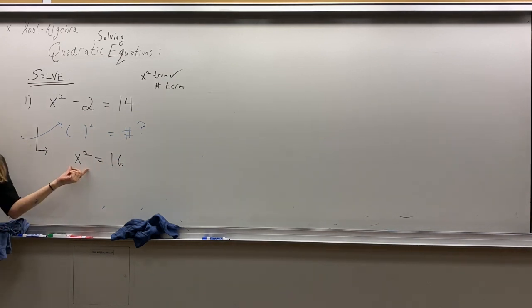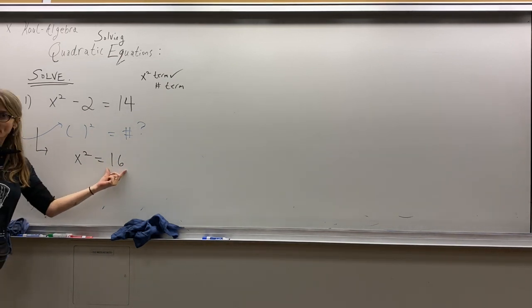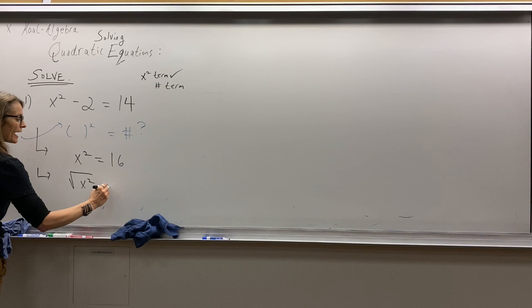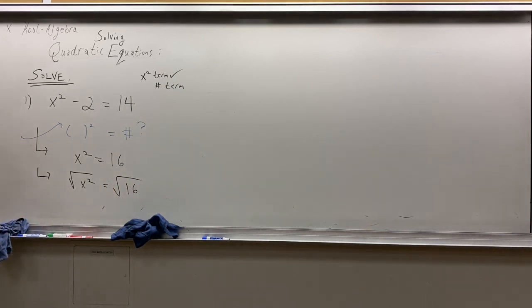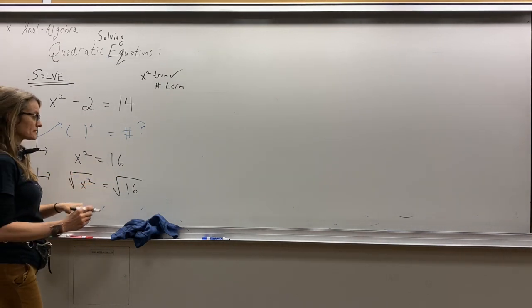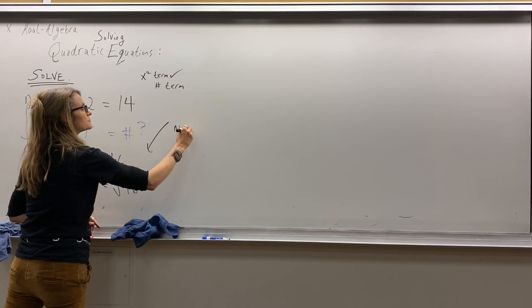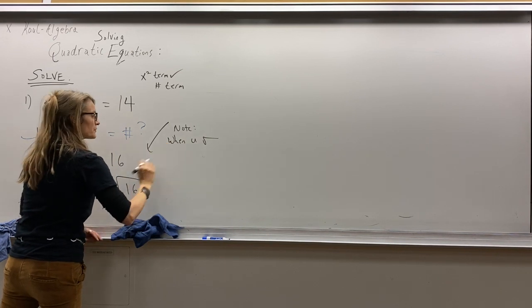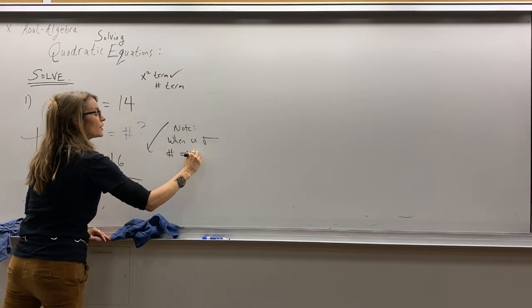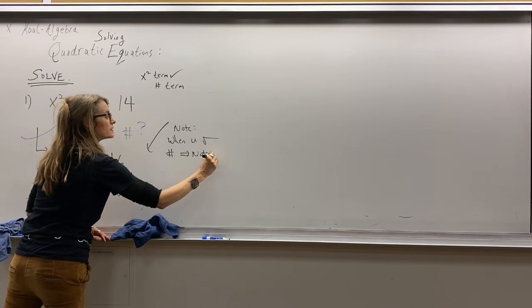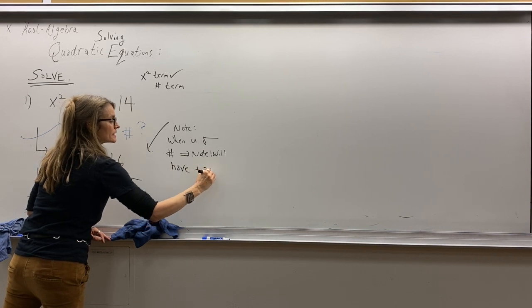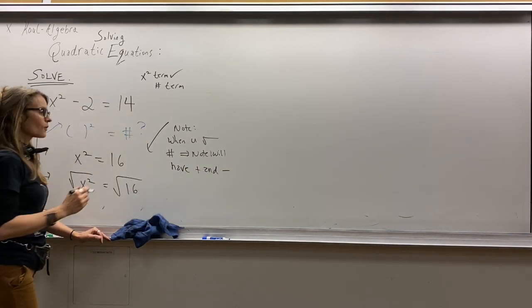I have my variable quantity squared, my number quantity, and I just go ahead and take the square root of both sides. So I take the square root of this side, and I take the square root of this side. But when you take the square root on this side, you have to make sure you insert a plus or minus. So note, when you square root your number, note you will have positive and negative roots or values.